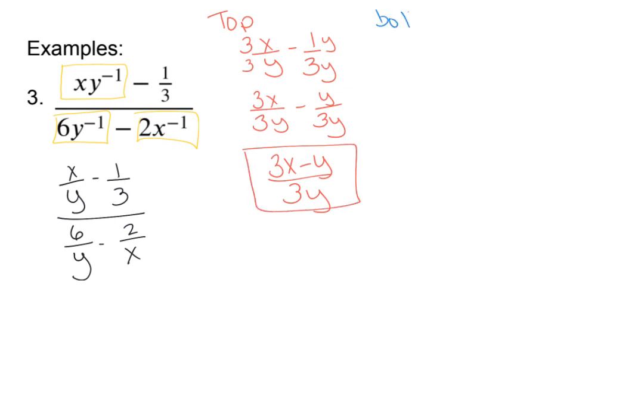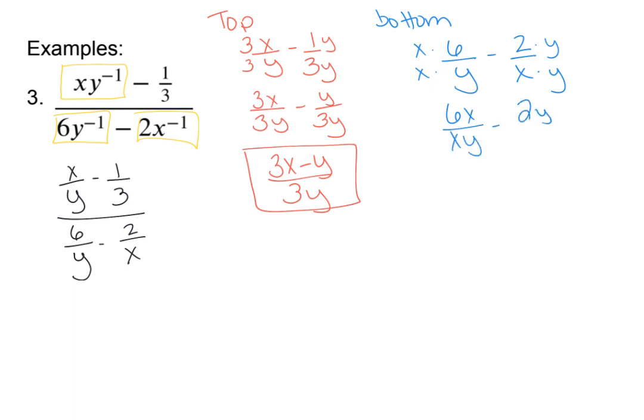All right, let's move on to the bottom. On the bottom, we have 6 over y and 2 over x that are being subtracted. To get a common denominator, he's going to need an x, and this guy's going to need y's. So we're going to have 6x over xy and 2y over xy. Again, like terms we do not have, so 6x minus 2y is all I can do there. And that is the bottom.